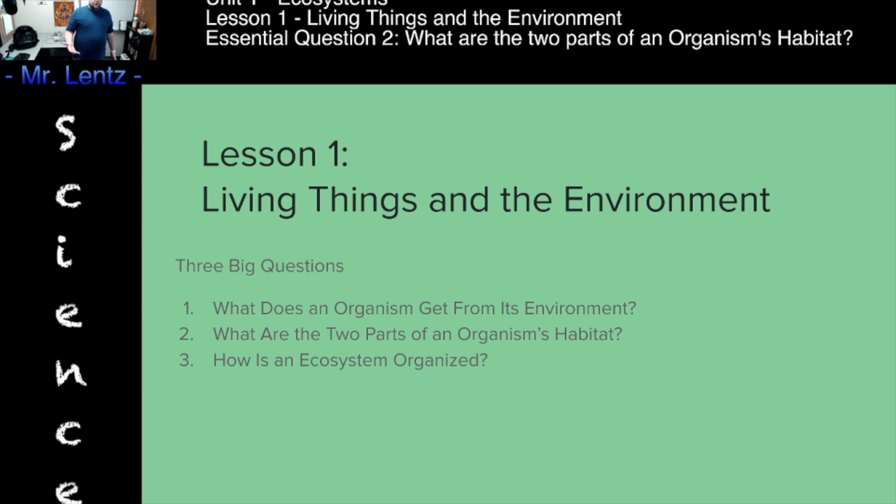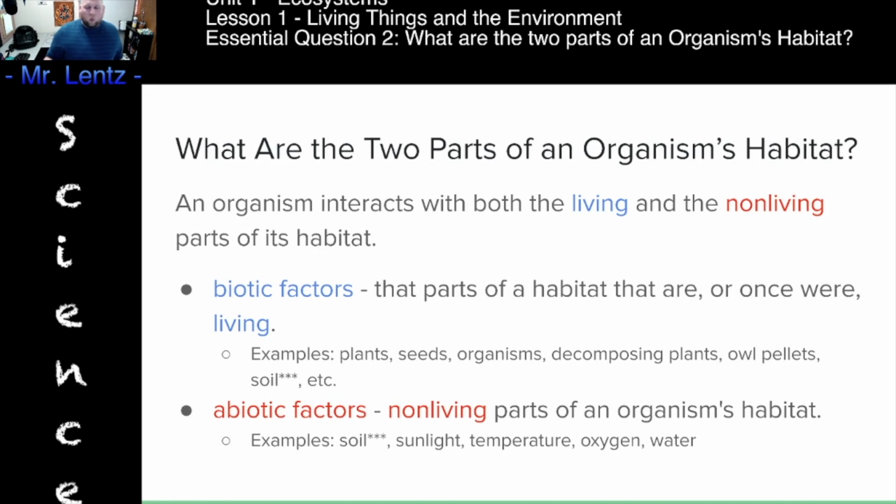When we're looking at a habitat, we can categorize everything in that habitat into one of two categories. We're going to talk about everything that's living in a habitat and everything that's not living in a habitat. Now, in science, we like to use fancy words because we want to be professional and we want to sound really smart. So we're going to look at the words biotic and abiotic. They both have very similar structures. In fact, the only difference between biotic and abiotic is the letter A.